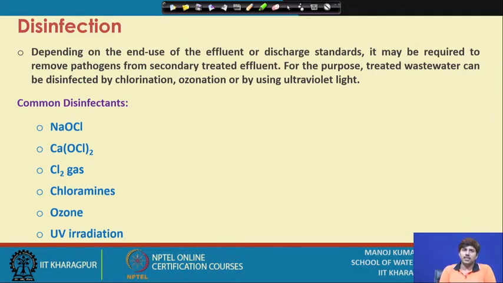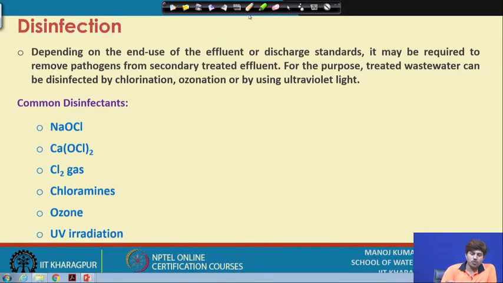But if we are just targeting disinfection, based on our end use of the effluent or based on the requirements of the national regulatory agencies, the discharge standards whatsoever, and we need to remove the pathogens from secondary treated effluent without going for various other things, we can use some of the conventional disinfection approaches. We can disinfect the water by chlorination, by ozonation, by using ultraviolet light.